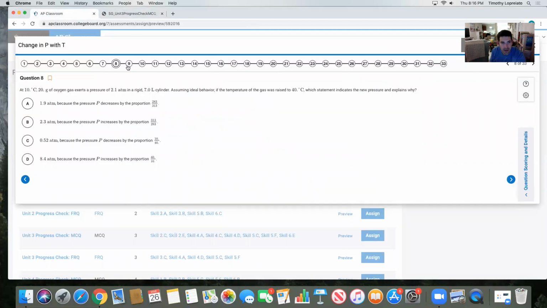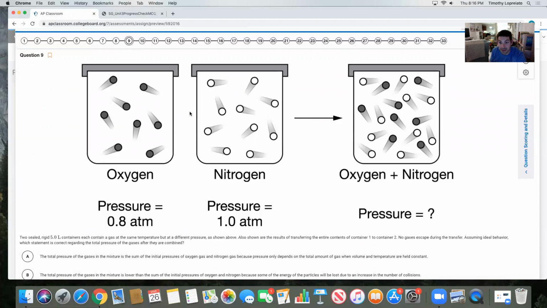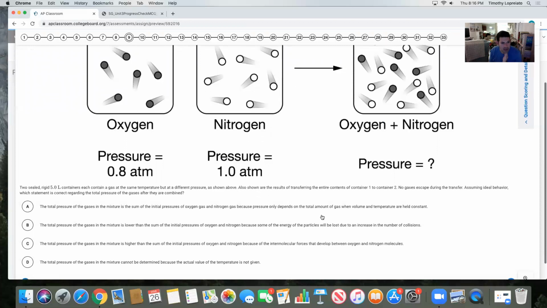All right, question 9. Ooh, look at this diagram. Oxygen pressure of 0.88 atmospheres, nitrogen pressure of 1.0 atmospheres, oxygen plus nitrogen. Is this really going to be a Dalton's law of partial pressures question? Is this really just going to be 1.8? Two sealed, rigid 5-liter containers each contain a gas at the same temperature but at a different pressure, as shown above. Also shown are the results of transferring the entire contents of container 1 to container 2. No gas escapes during the transfer.